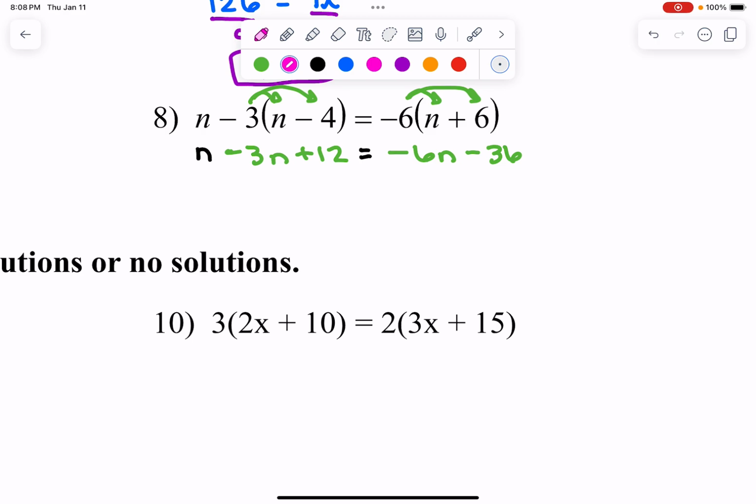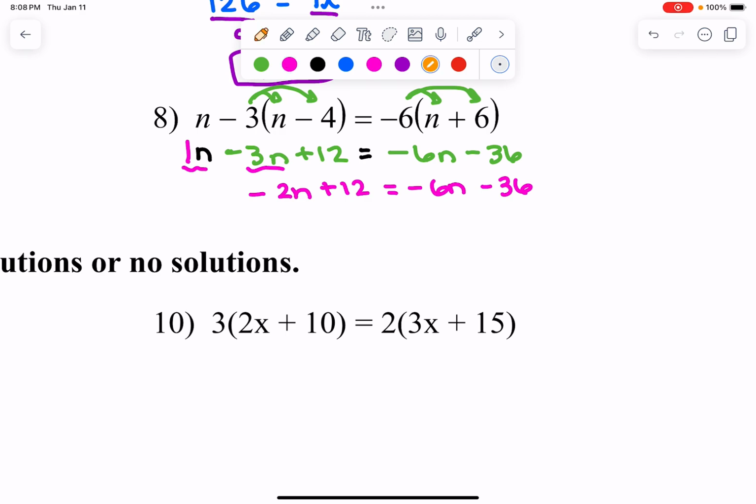Once we've distributed, step number 2 is to combine like terms. On the left-hand side, we have 1n minus 3n's. 1 minus 3 is negative 2n's. So now we have negative 2n plus 12 is equal to negative 6n minus 36.